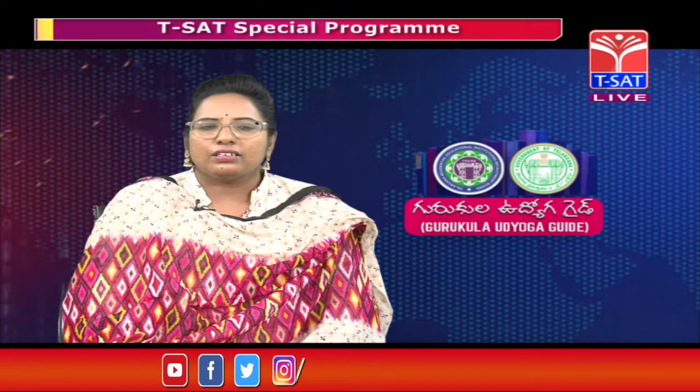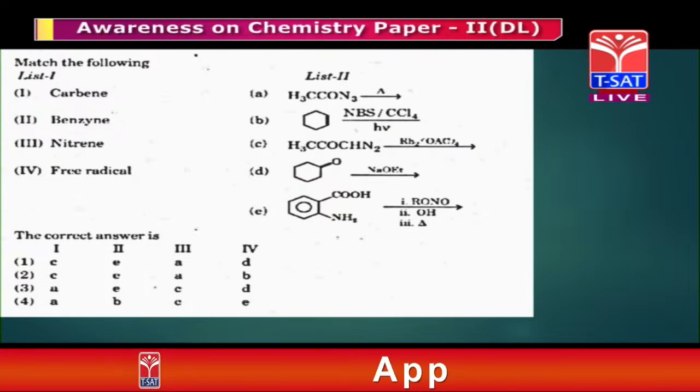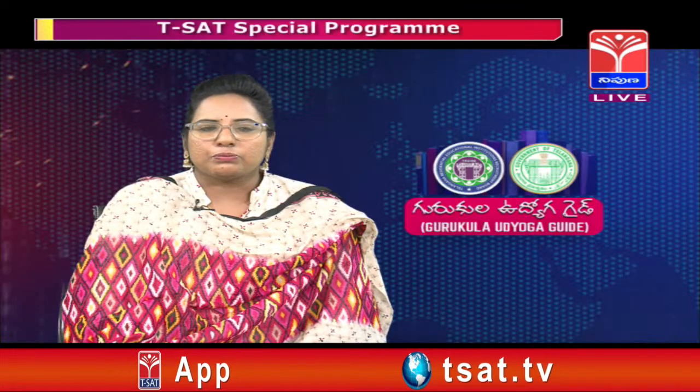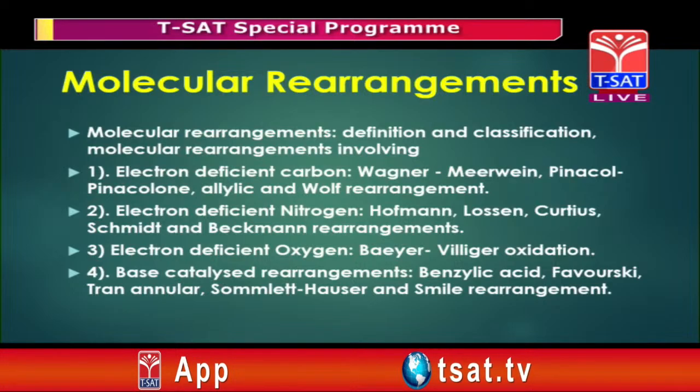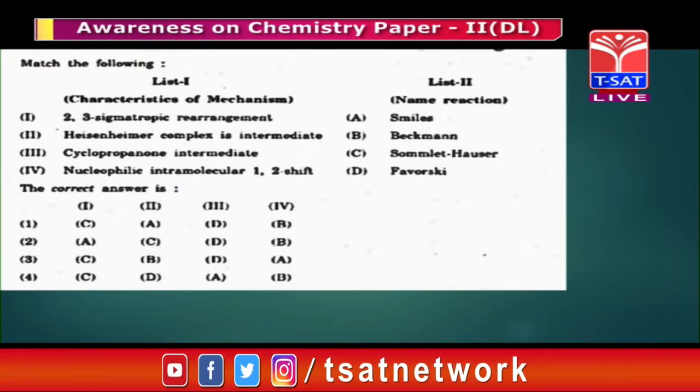See this question, this is about how to generate different kinds of intermediates. This is a multiple choice question, and this type of question we may expect. From the molecular rearrangements, you have to go through all of them. From this, you can get this kind of question, or a mechanism kind of question.